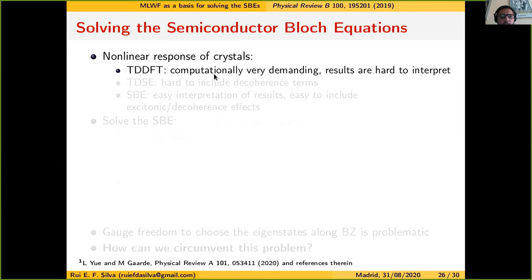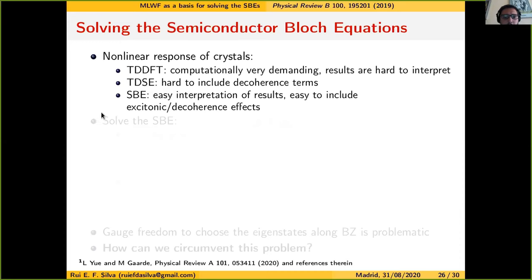We have TDDFT, which is computationally very demanding. It's ab initio, but the results are then very hard to understand. We can have TDSE, but it's very hard to include decoherence terms. And then we have the semiconductor Bloch equations, in which we have an easy interpretation of the results, and it is easy to include excitonic or decoherence effects.